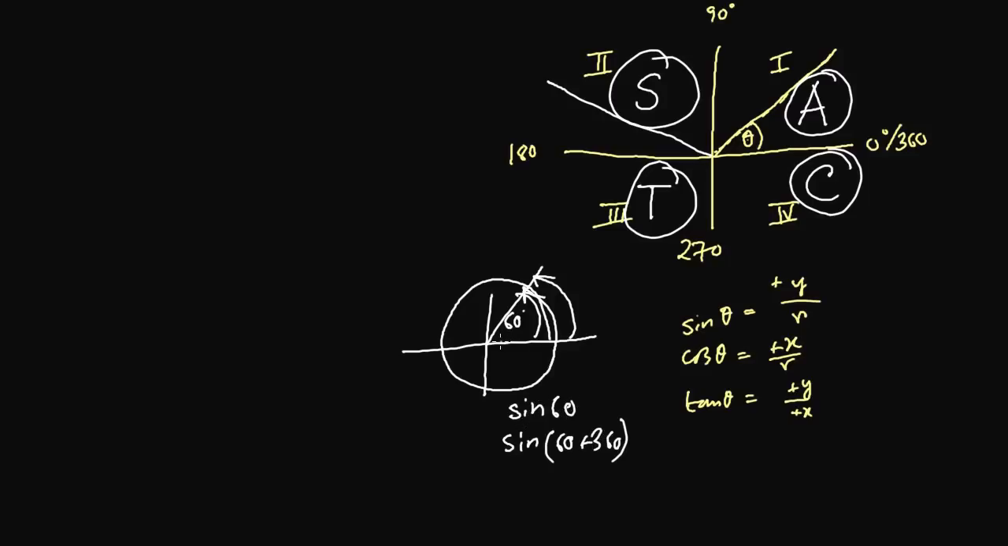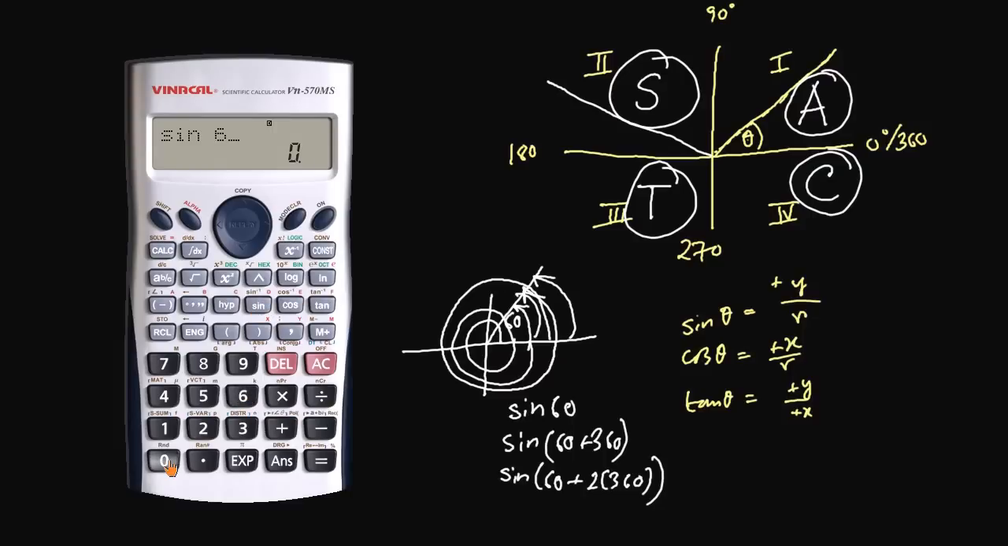But if you go two more revolutions and then you come here, this doesn't happen in the real world. They are arbitrary angles. So if you do sine of 60 plus 2 times 360, which is 720, you would say they have the same angle. Let me show you this.